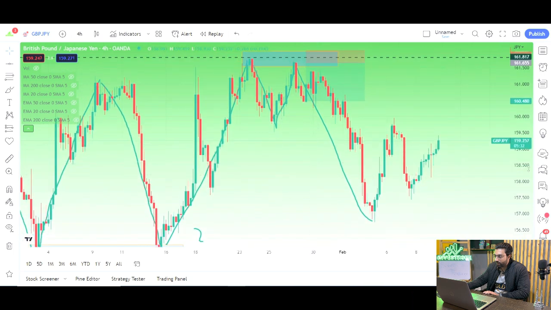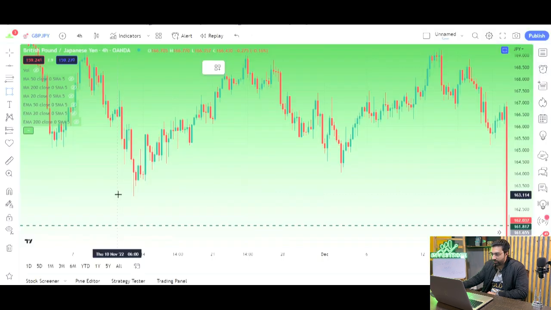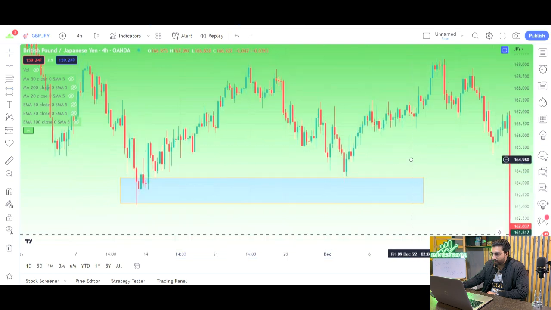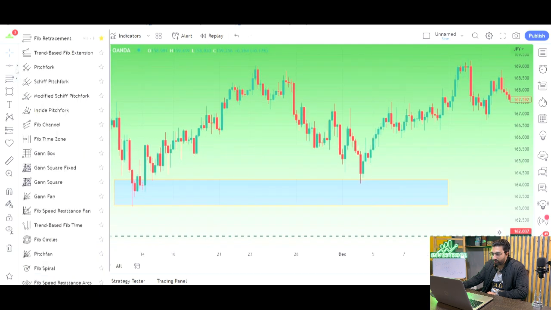So that's how you have to find support and resistance levels, and you have to trade between those levels. Once the support or resistance level breaks, you can put the trade according to that, and now we will see how. Here you can see there was a previous support level for the market. I will draw it for you.